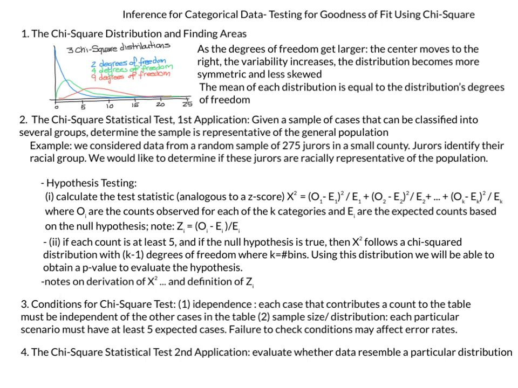So then we had the conditions for using the chi-squared distribution. We had to determine that the cases were independent, that if a case contributed to a count in the table, it had to be independent of the other cases. And 2, again, we checked the sample size to make sure each scenario had at least 5 expected cases.